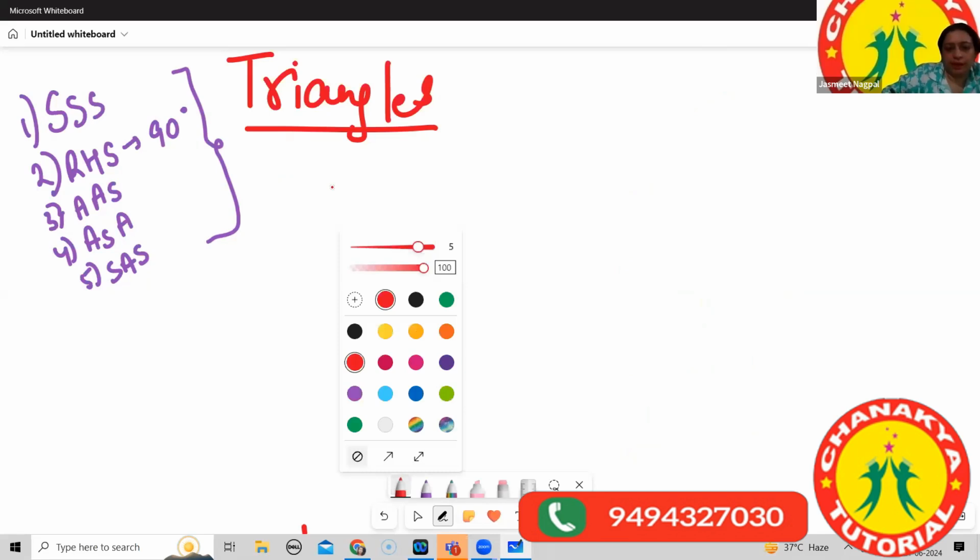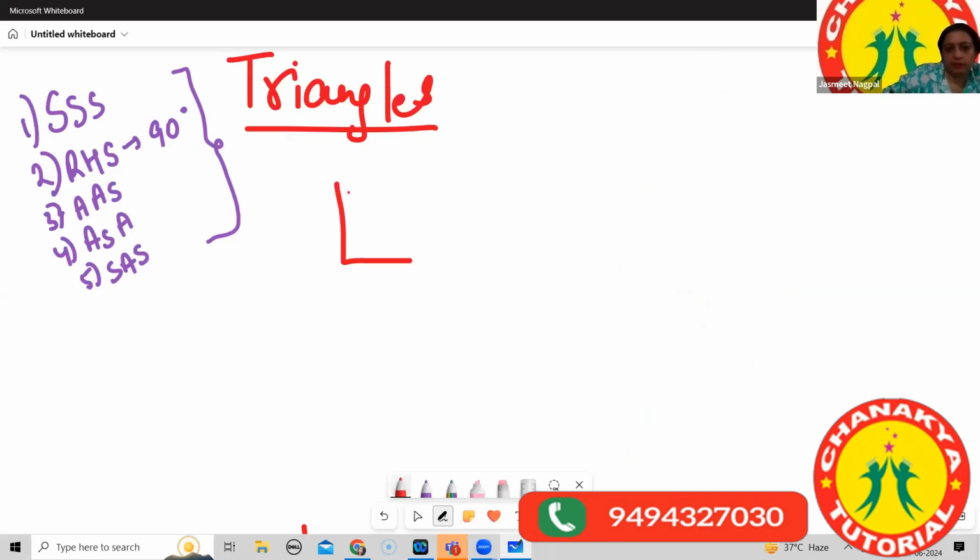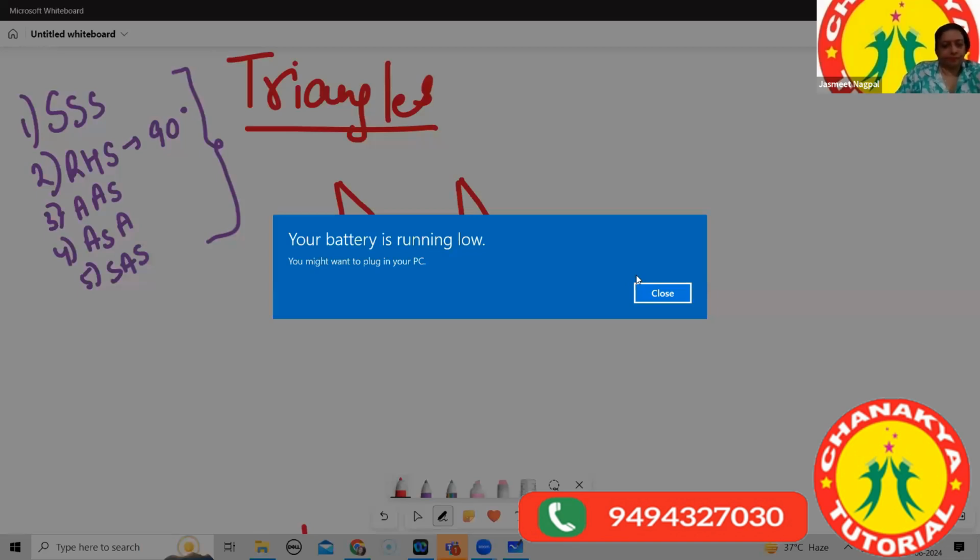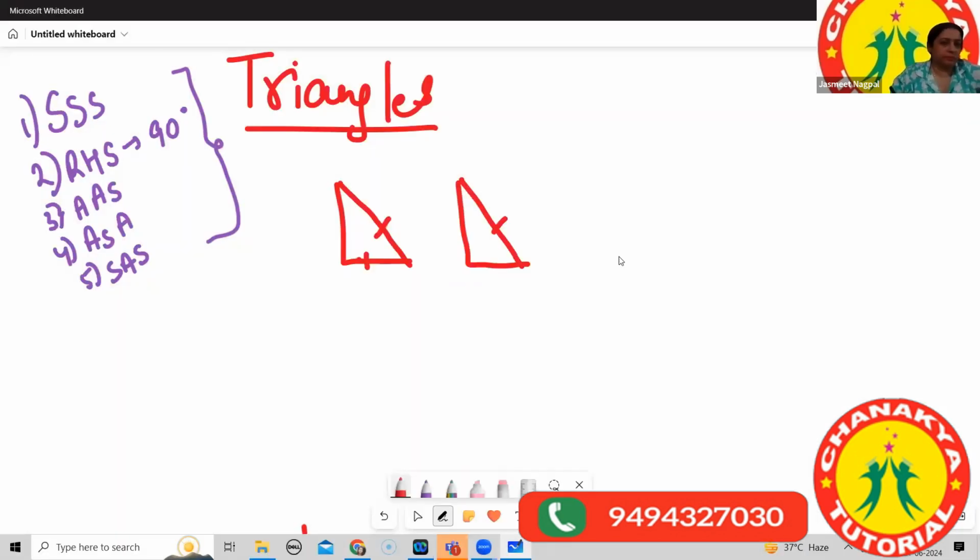Suppose there are two right angles, this is a 90-degree angle. So they will be congruent if their hypotenuses are equal, if their bases are equal, if their perpendicular sides are equal. But you will not write SSS or SAS, you will only write that this is the RHS congruency criteria. Okay?